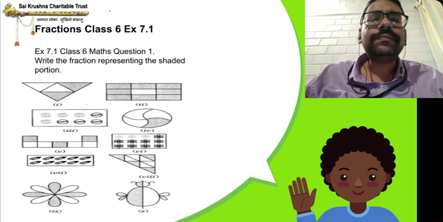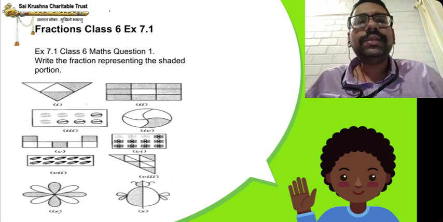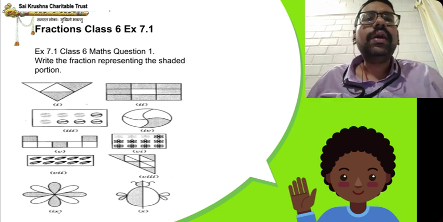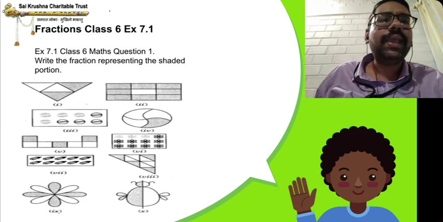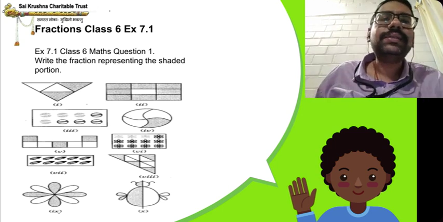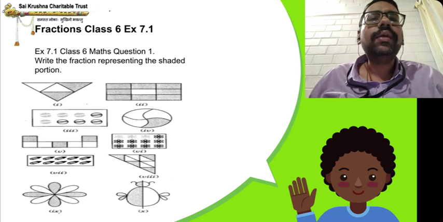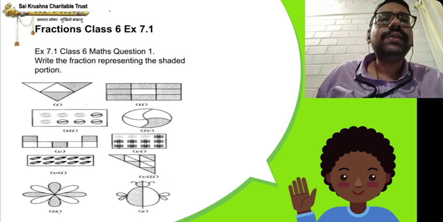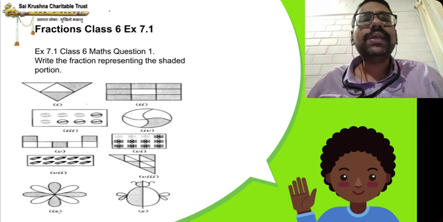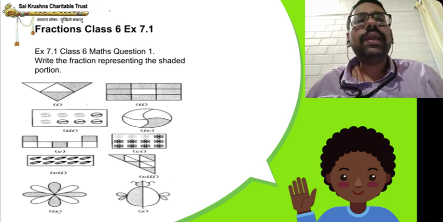Next, circles. How many circles are there, children? The third figure. How many circles are there? Can anybody tell me? There are 8 circles, right? Out of these 8 circles, how many are shaded? 4 are shaded. So how do you represent it as a fraction, children? 4 out of 8 circles are shaded. 4 out of 8, how can you represent it?